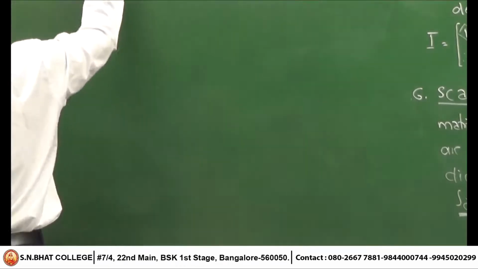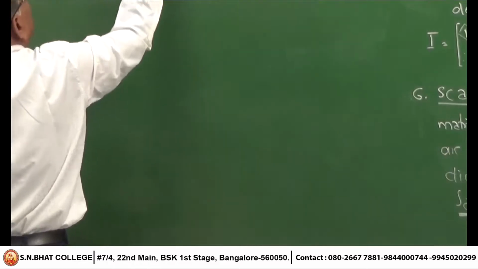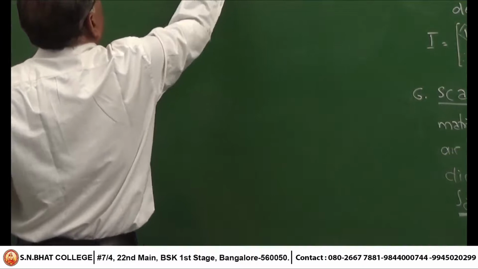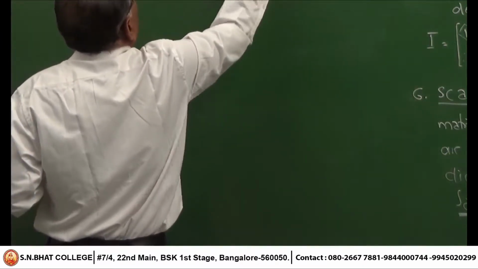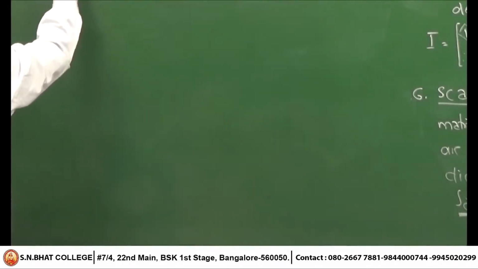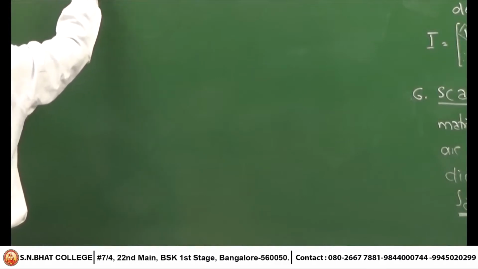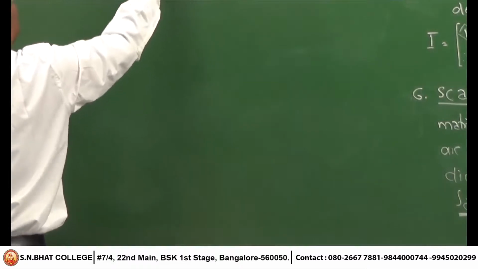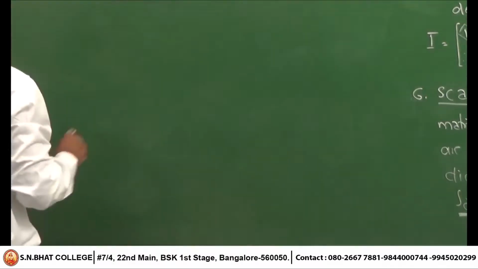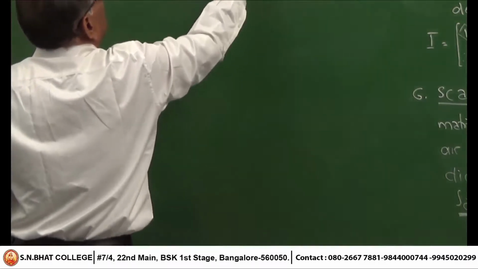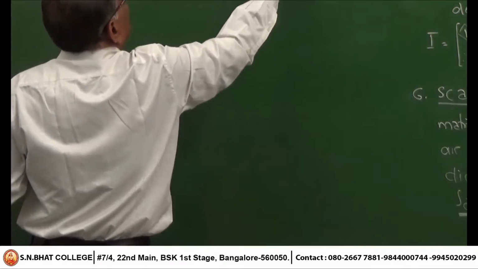Two matrices A and B are said to be equal if their corresponding elements are equal.